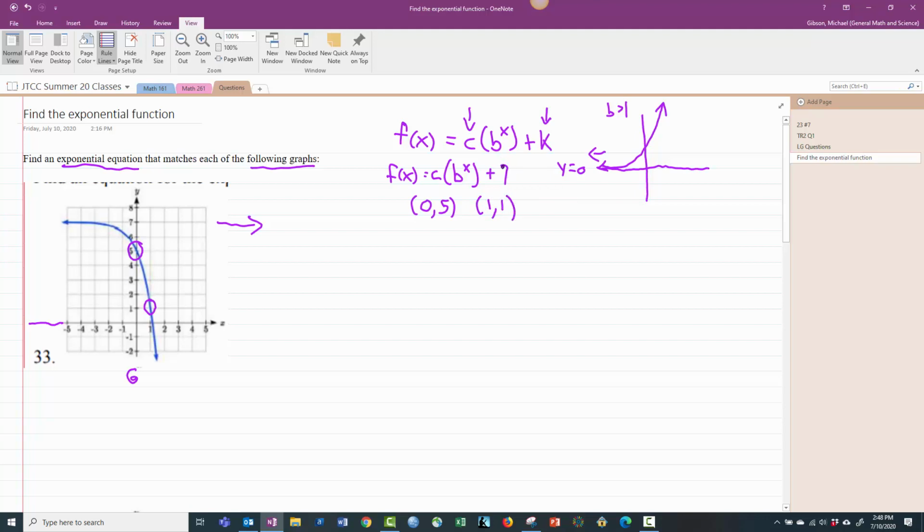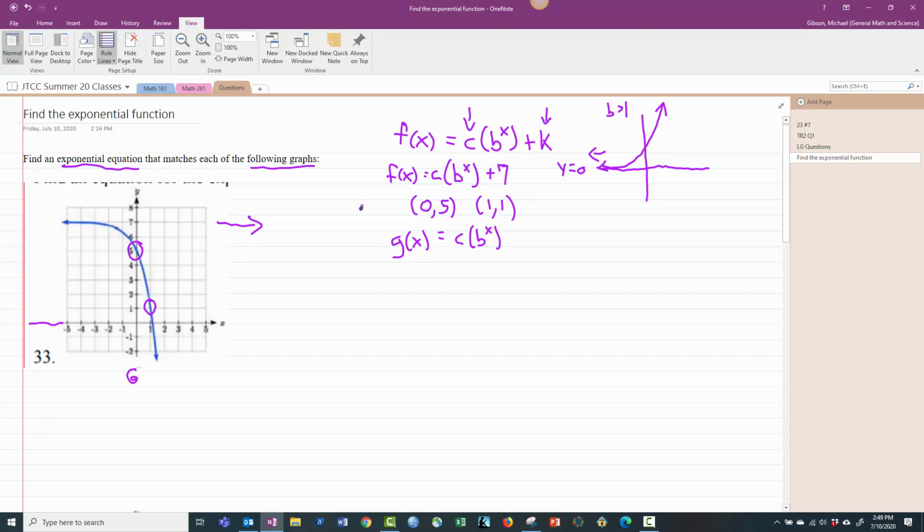Now, the vertical shift actually gets in the way of finding the c. So since we've already found the vertical shift, we're just going to drop it off. Let's write a new function. I'm just going to call it g. It has the same c, the same b. We're still looking for the c and b. We're going to drop off the 7. In other words, I just subtracted off the vertical shift.